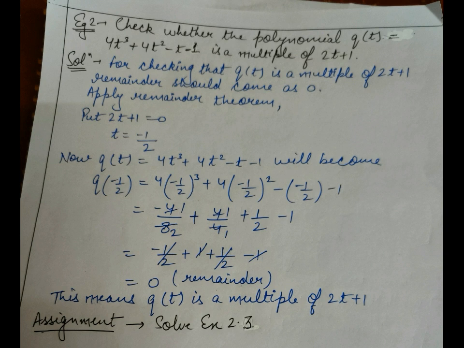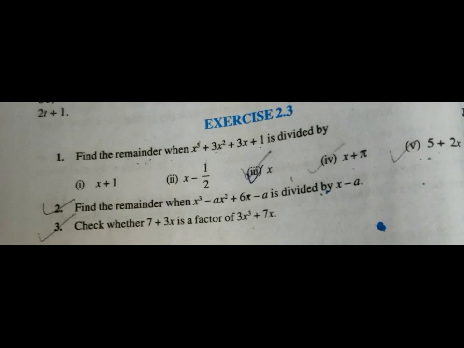That means the basic concept is that you have to put the multiple or factor of the question equal to 0, and after that you have to find the value of the given variable from that, and then you can put that value of the variable into the given polynomial. Then you can find the remainder. So now you can solve the assignment, and that is you have to solve exercise 2.3.